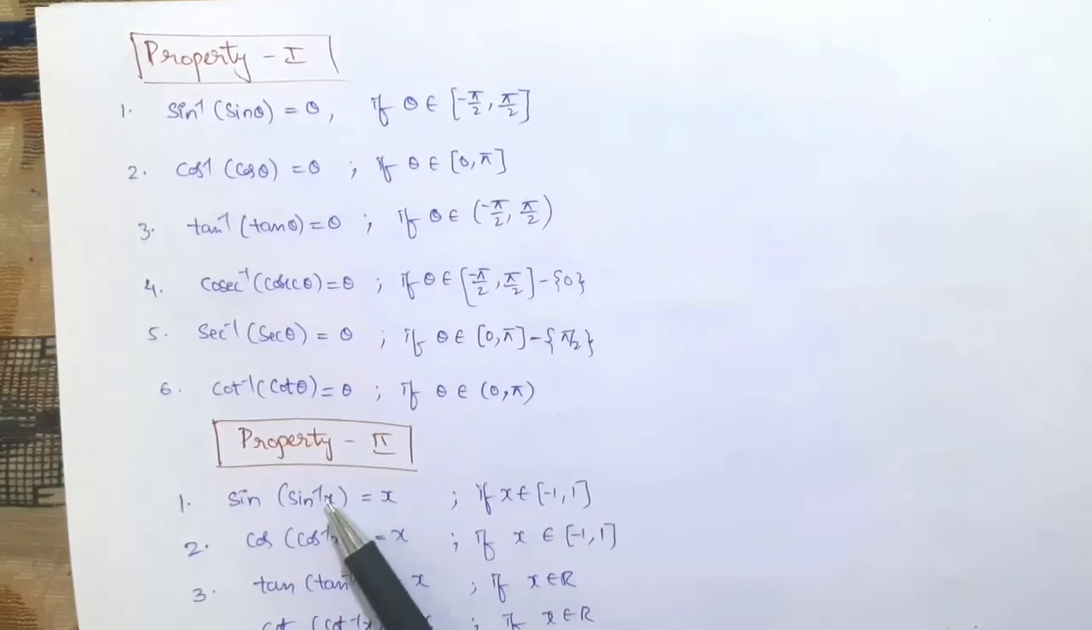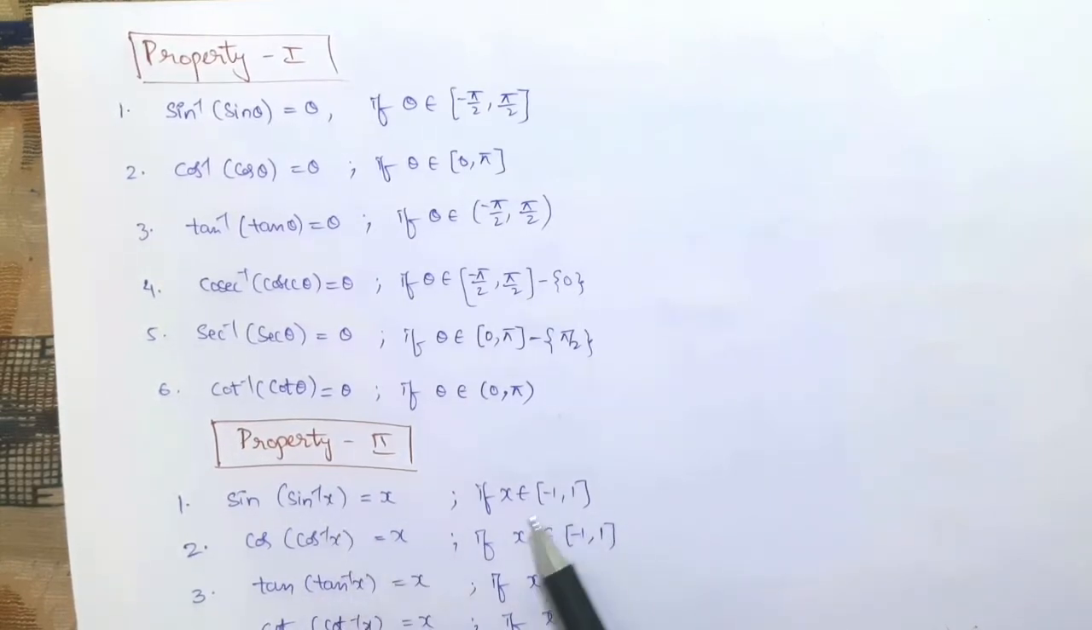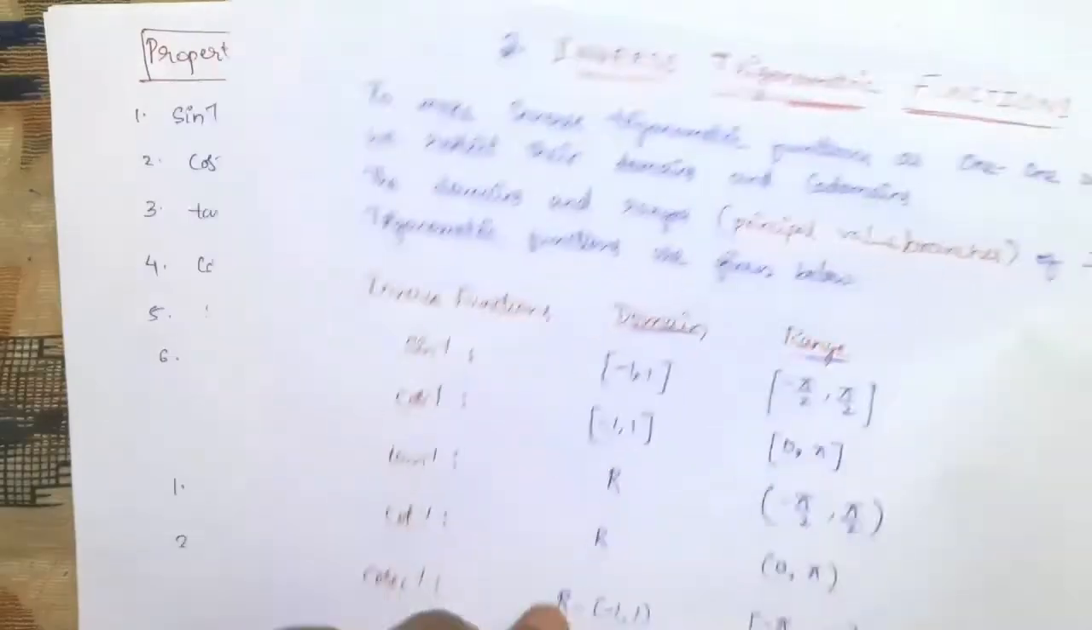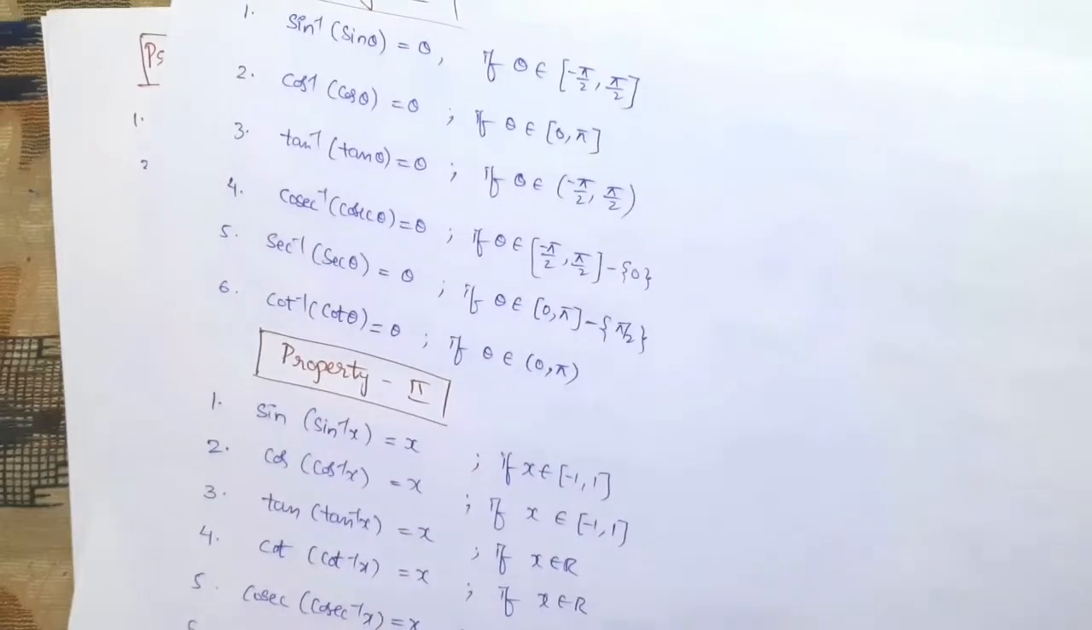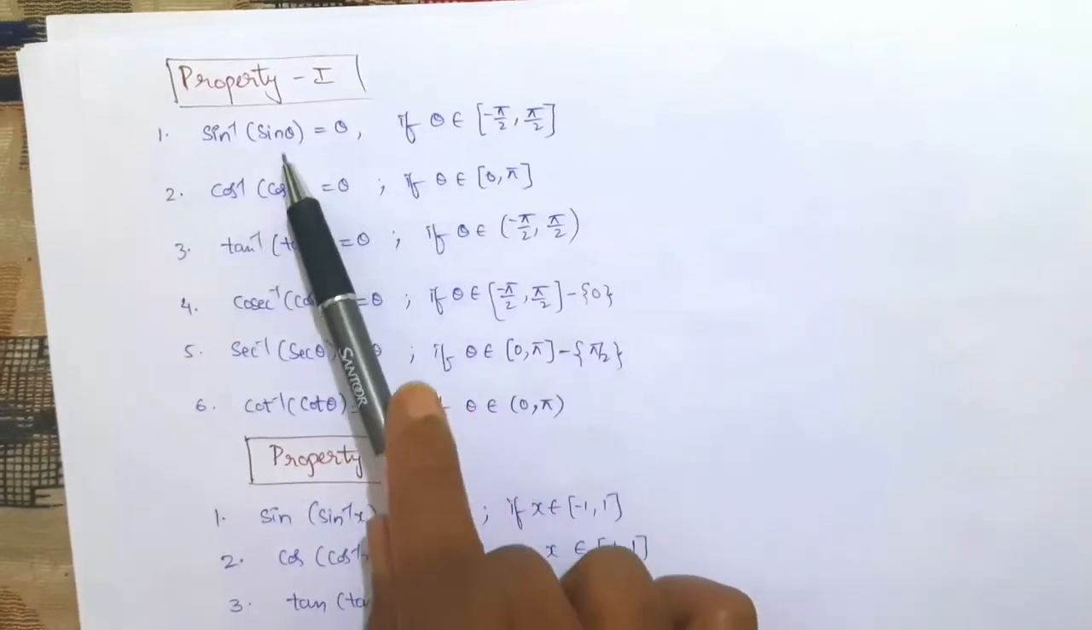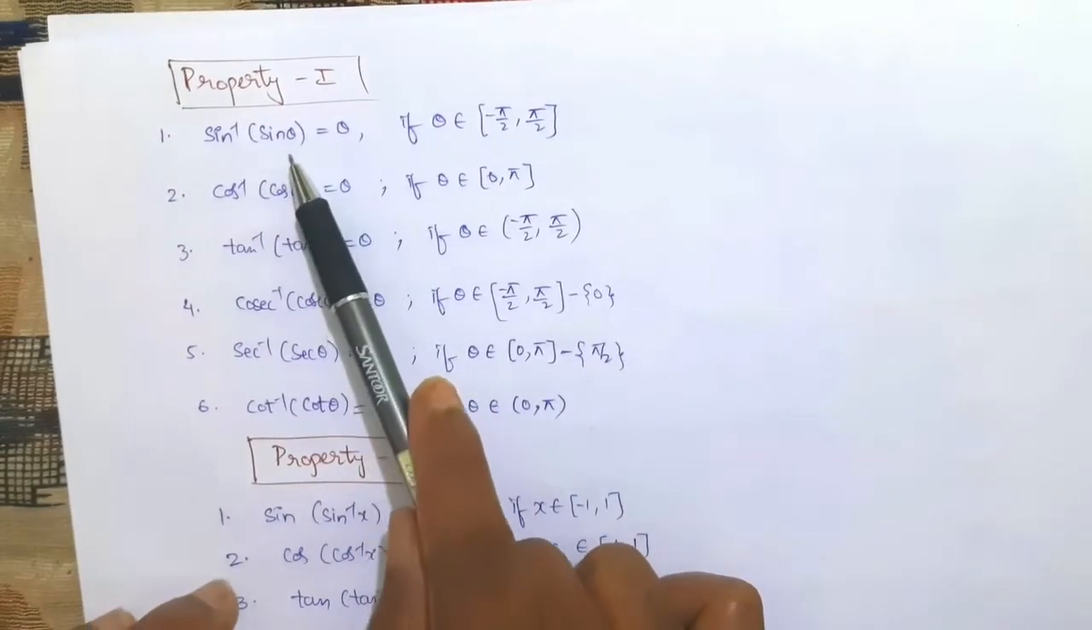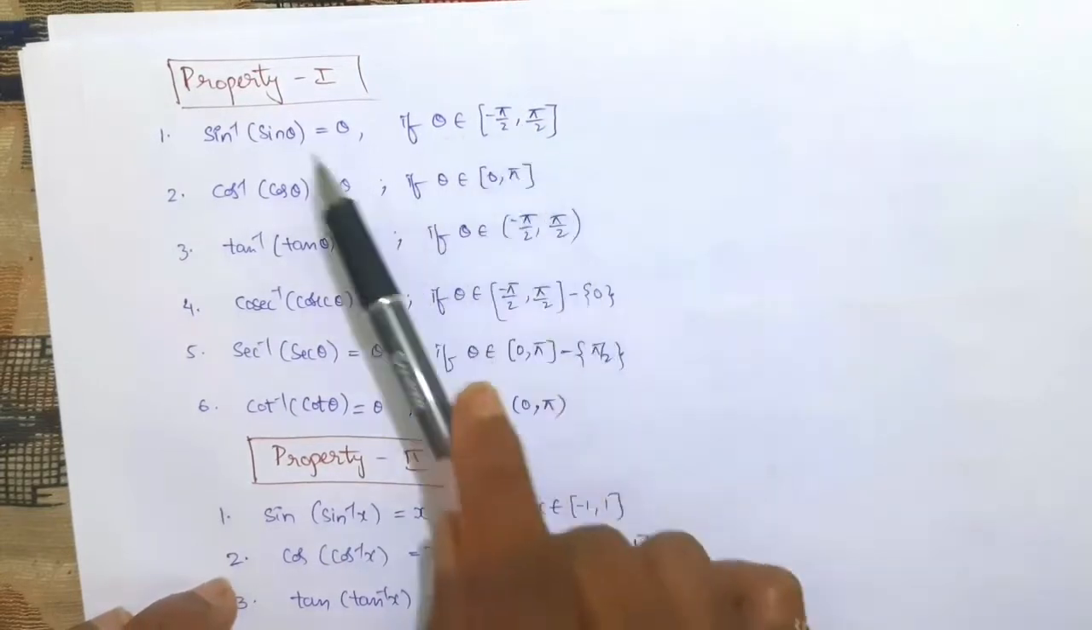For this inverse trigonometric function, you need to remember the domain. What is the domain? Minus 1 to 1. If you observe, for this inverse trigonometric function the domain is minus 1 comma 1 here, but in the above property we have trigonometric functions. For these trigonometric functions, these are the domains.